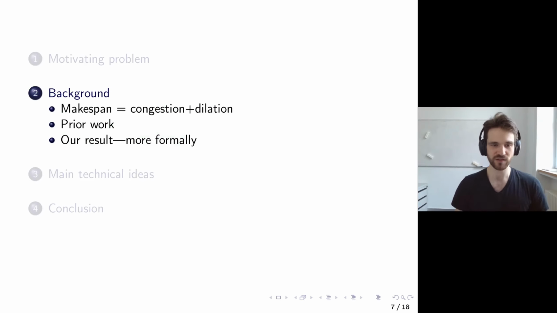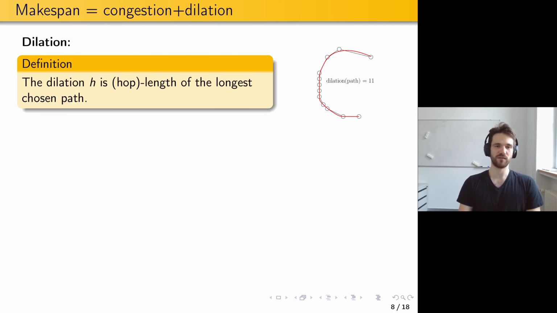So let me talk a little bit more about the background of this problem. One thing that I would like to show you is that makespan is more or less, you can think about it as, congestion plus dilation minimization. Okay, so what is dilation? Well, the dilation H is the hop length of the longest chosen path. So if you have a path of length 11, the dilation of this path is 11, and the dilation of a set of paths is just the maximum dilation of any path.